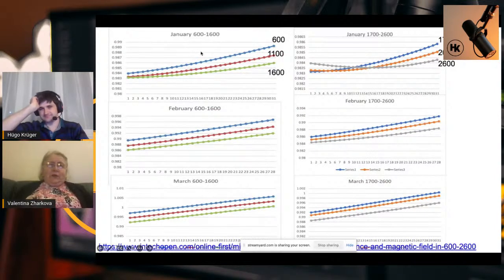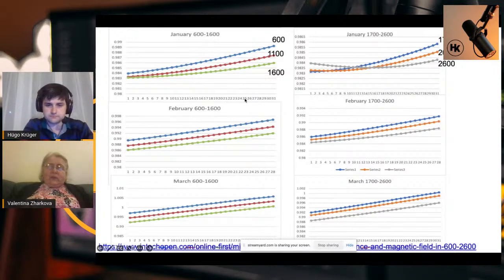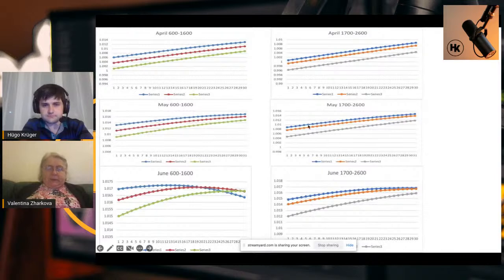I took ephemeris of the sun-Earth distances from 600 to 2600. And I showed that this distance is decreasing. You see, in 600, 1600, it is decreasing much more in this millennium. In the previous millennium, the decrease was only 0.05 thousand astronomical units. But in this millennium, for example, in April, the decrease is about 0.11 thousand astronomical units. It's a large amount.